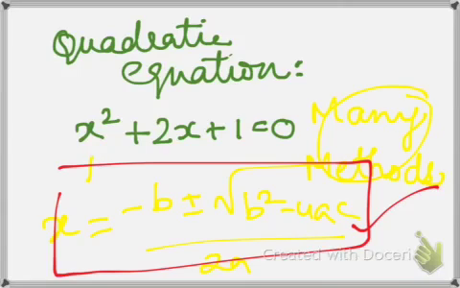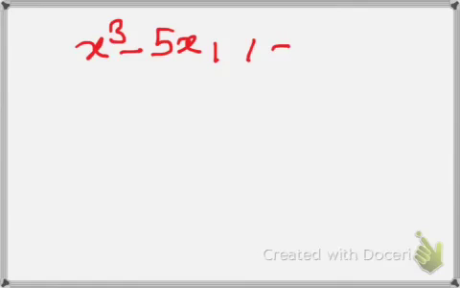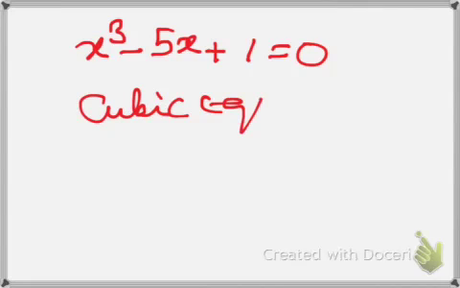But what do you do when you are given a cubic equation? Consider the cubic equation x cubed minus 5x plus 1 is equal to 0. So this is a cubic equation. When you are given a cubic equation, the first thing you do is you will try to substitute the value of x in the equation.